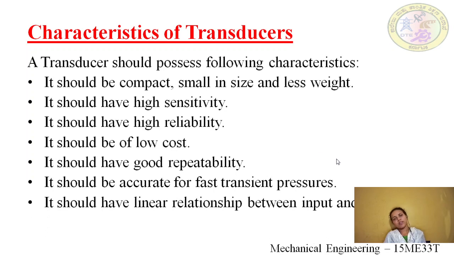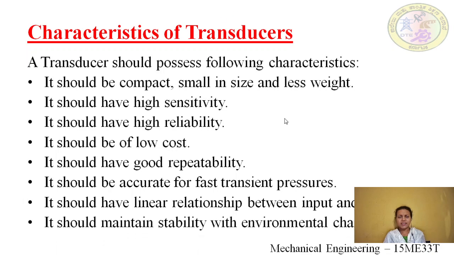The next characteristic of a transducer is linearity. Linearity means it should have a linear relationship between the input and the output. The next characteristic of a transducer is stability. The transducer should be stable with environmental changes such as friction, vibration, temperature, etc. So these are some of the characteristics of a transducer.